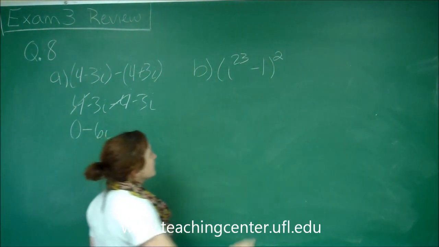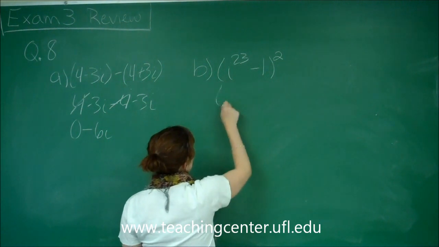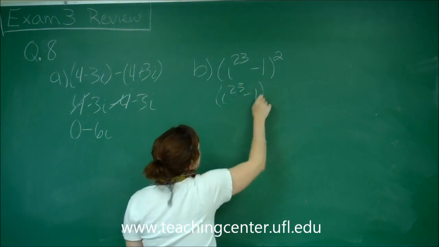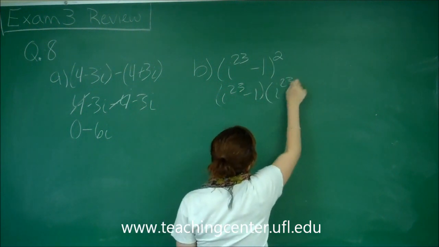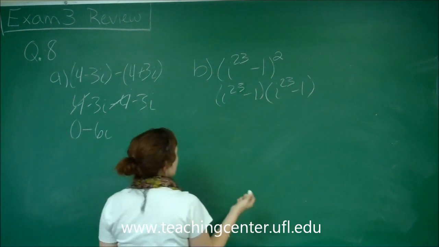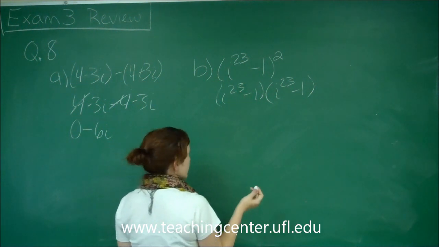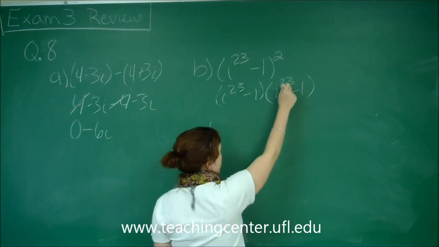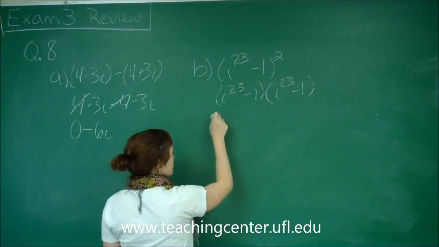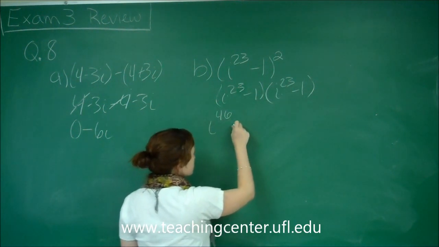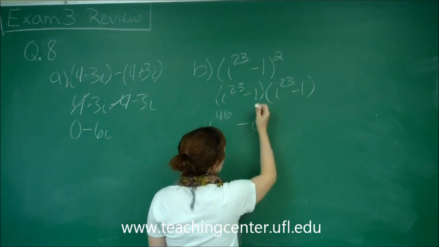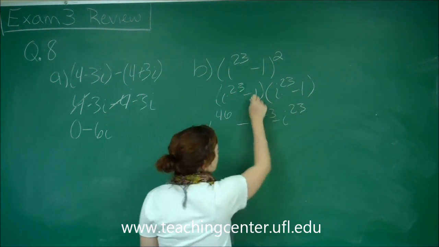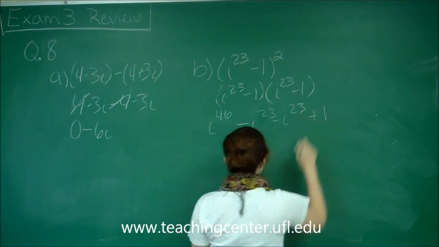And for b, here we're wanting to square this term. So we can think of this as i to the 23rd minus 1 times i to the 23rd minus 1. And now I just distribute and FOIL like we normally would, and we get i to the 23rd times i to the 23rd. We add our exponents, so that becomes i to the 46th minus i to the 23rd, minus i to the 23rd, and then negative 1 times negative 1 is plus 1.